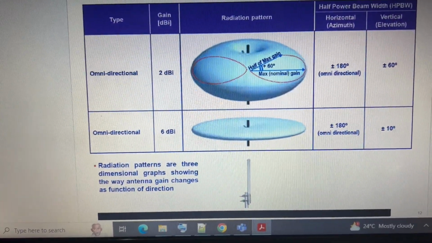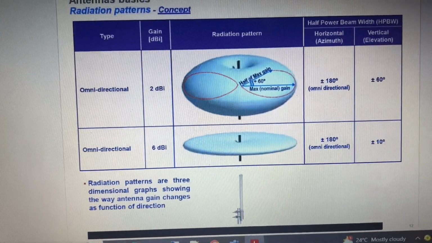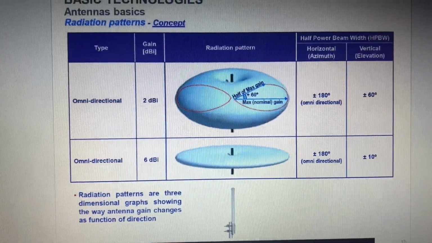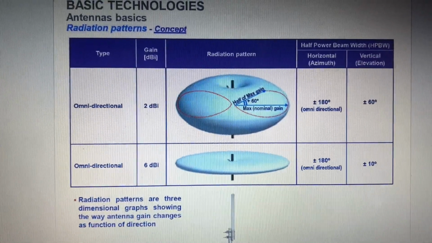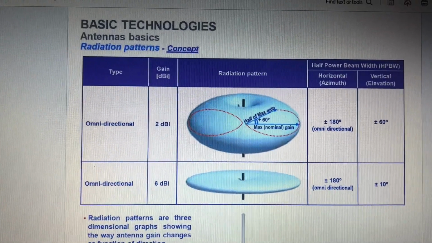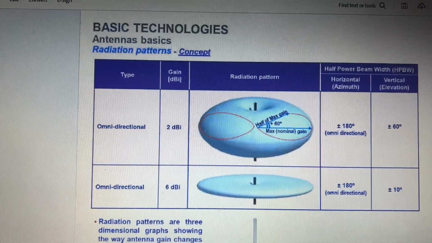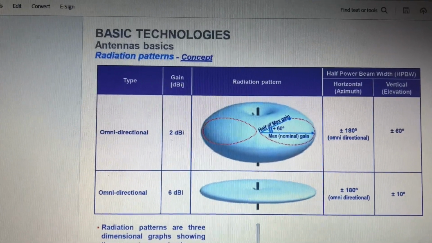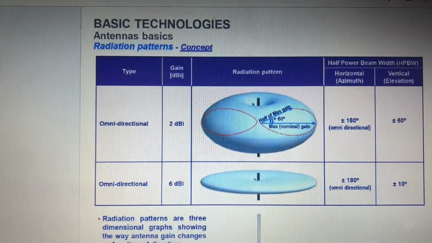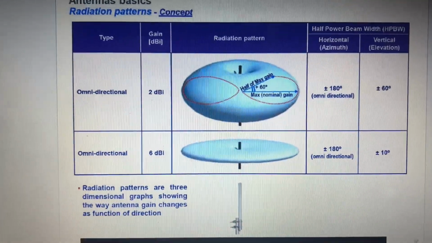So what are the different kinds of radiation patterns? One is the omnidirectional antenna, which is again of different types. One is 2 dBi, another is 6 dBi. These are the gain of the dBi pattern. One is plus or minus 60 degree, the second is plus or minus 10 degree. So first the direction, horizontal and vertical. Horizontal is plus or minus 180 degree, and the second is also plus or minus 180 degree. The difference is the gain. The gain of the antennas is different in omnidirectional antennas: the first is the 2 dBi gain, the second is the 6 dBi gain.